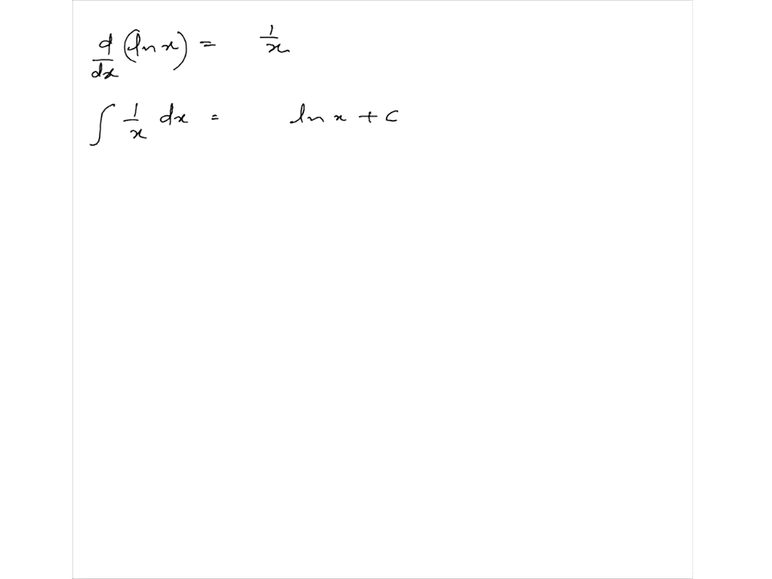In differentiation, not only did we do some standard results, but also we did some theorems so that we could handle addition, subtraction, multiplication, division and chain rule. In integration also we have some theorems. The first one is that if you have integral of some constant times function, then that constant comes out.